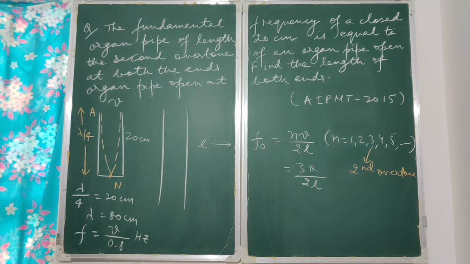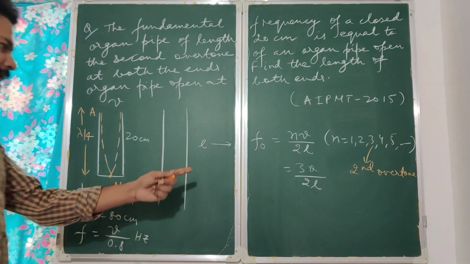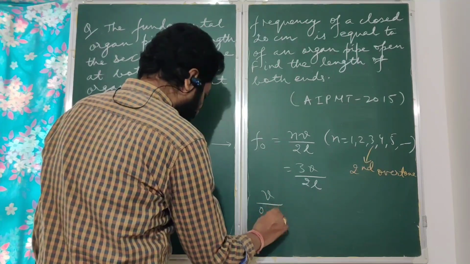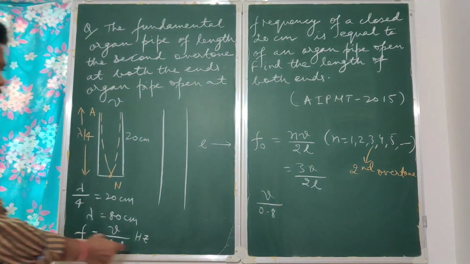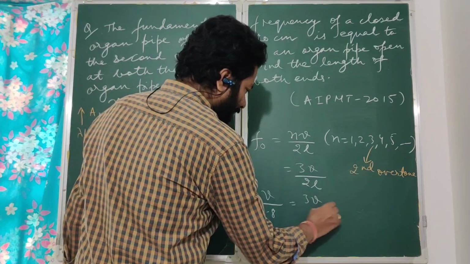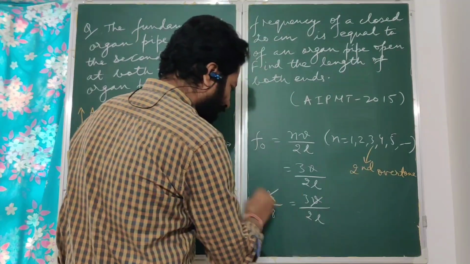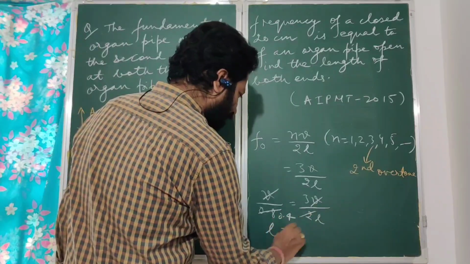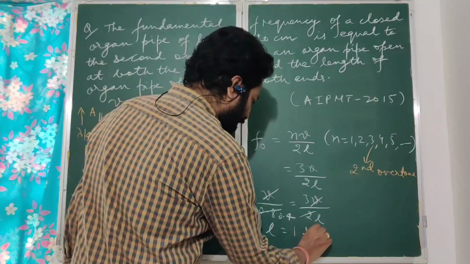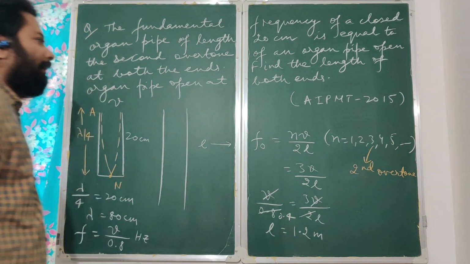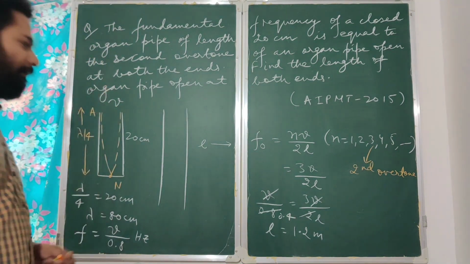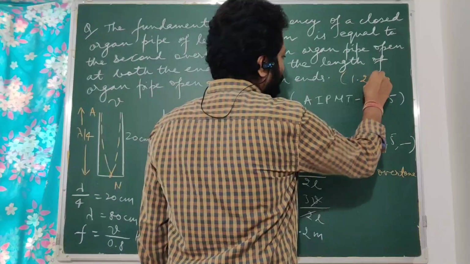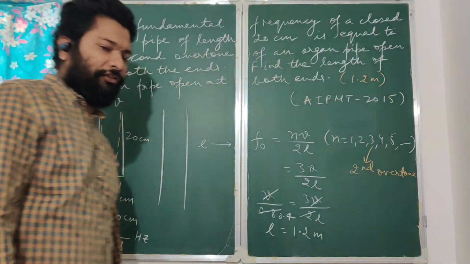Now it is given in the question that both of them are same. So we can just equate it. V by 0.8, and this is equal to 3V by 2L. So V and V will get cancelled. 2L is 0.4 times 3. So what is L? 1.2 meters. So that means the length of organ pipe which is open at both the ends is 1.2 meter. So this is the answer for this question.